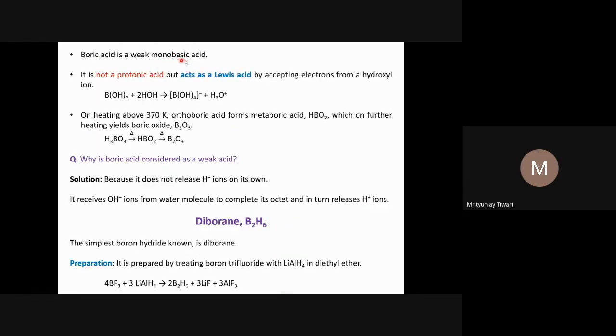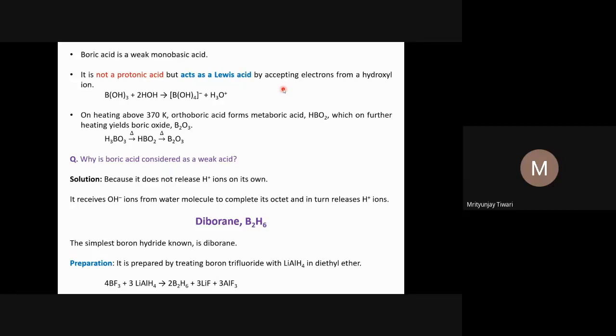Boric acid is a weak monobasic acid. As I said, it's a weak monobasic acid. It means that on dissolving in water, it will provide one H plus, but that H plus is not the H plus of the boric acid itself. That H plus comes from the hydrolysis of water, so it belongs to the solvent water. So boric acid is not a protonic or protic acid, as I said earlier. It's actually a Lewis acid.